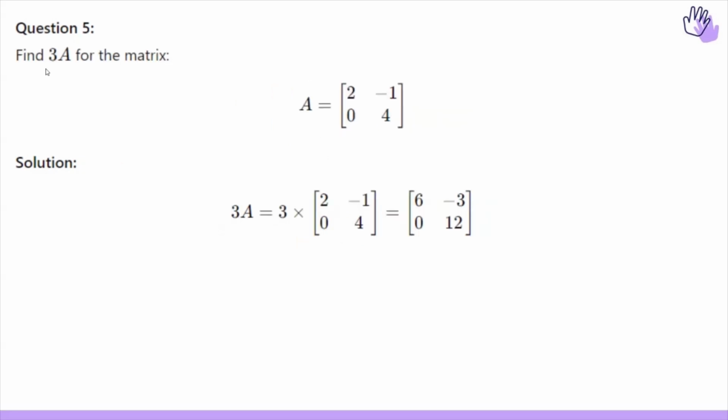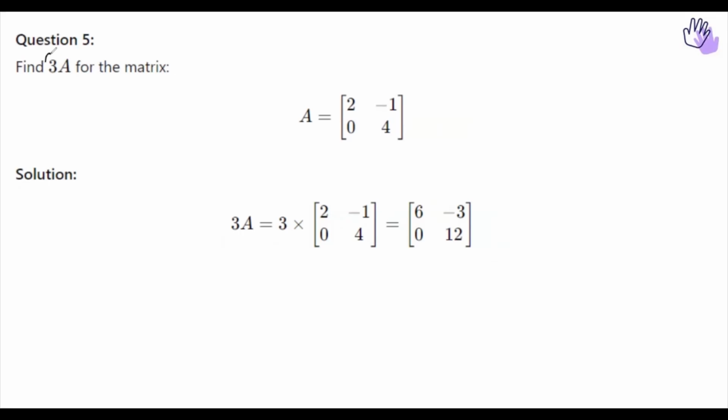Find 3A for the matrix A equal to [2, 0, 2; -1, 0, 4]. So this is a very standard question of scalar multiplication. You have a scalar, you have a matrix, and you just need to multiply. Whenever you're trying to multiply a scalar with a matrix, you just need to multiply the scalar with every element of the matrix. So 3 into 2, that is 6, right?